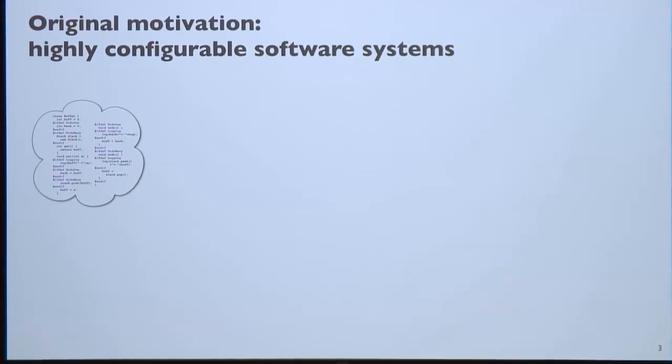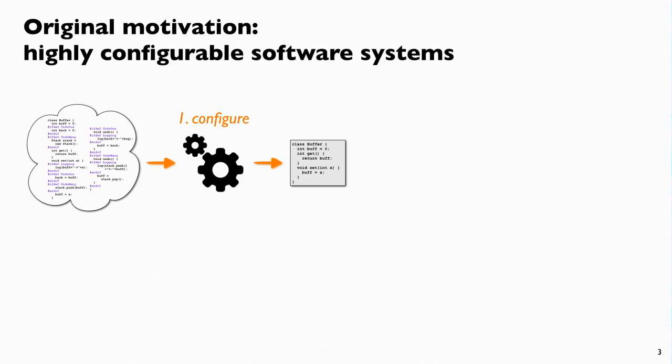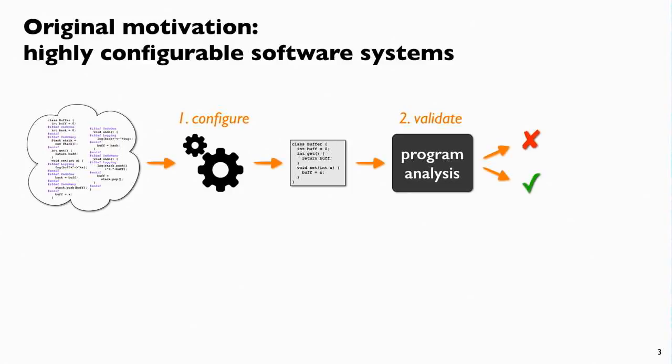And so the usual workflow for making a running program out of this code base is, the first thing that you do is you configure it. So you pick the features that you want, and you generate a program that can actually be compiled. And then maybe you do some program analysis on that, make sure that it works, run a test suite on it. And then if it works, you can go ahead and deploy it.